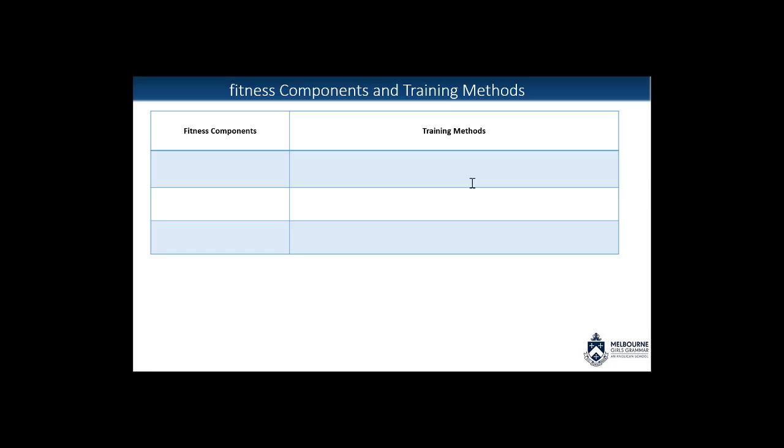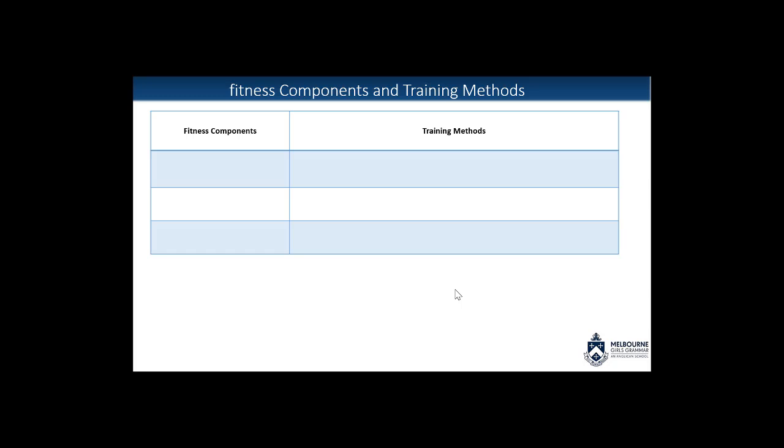Additionally, as part of your revision and part of your ILTs, you could write all the fitness components and the training methods. You might have to design a quick training program or a training session for a designated fitness component in a test. So it is a good way to get your head around the understanding of this, not just the knowledge. So I hope that sets you up well for your task 3.